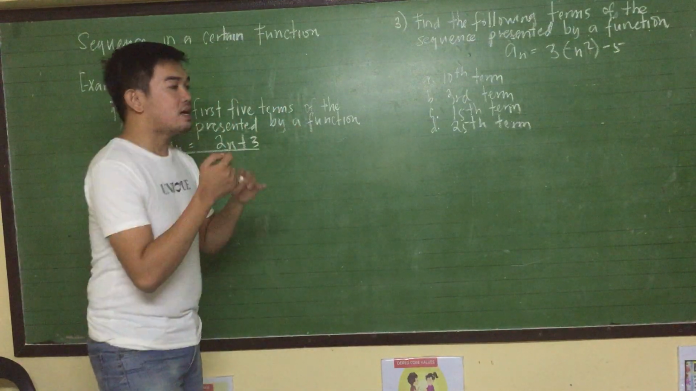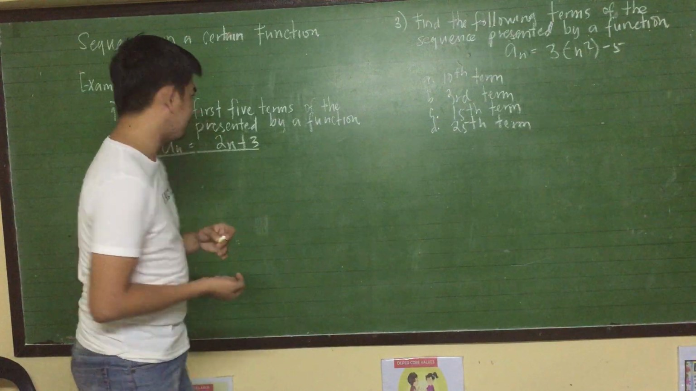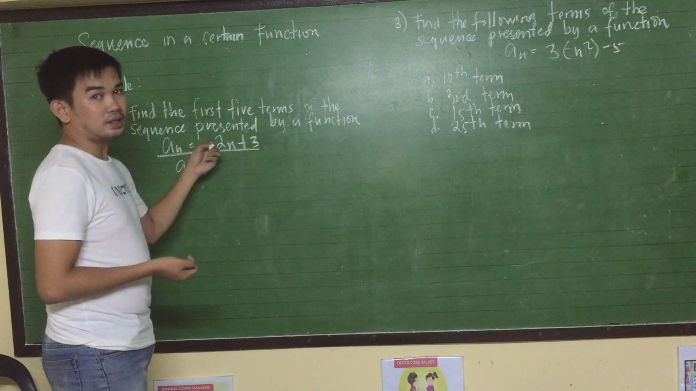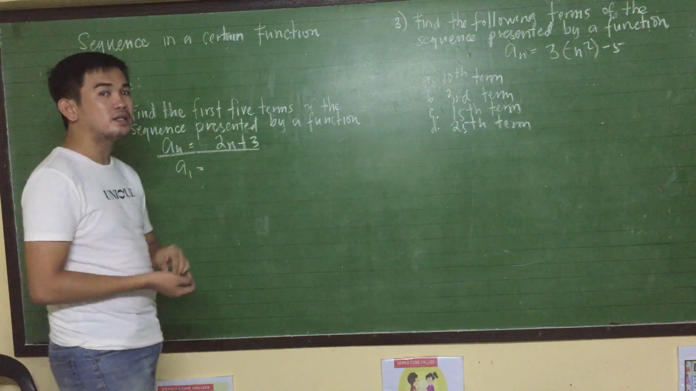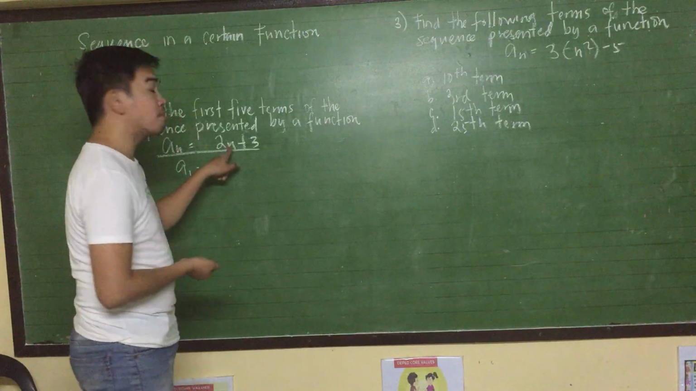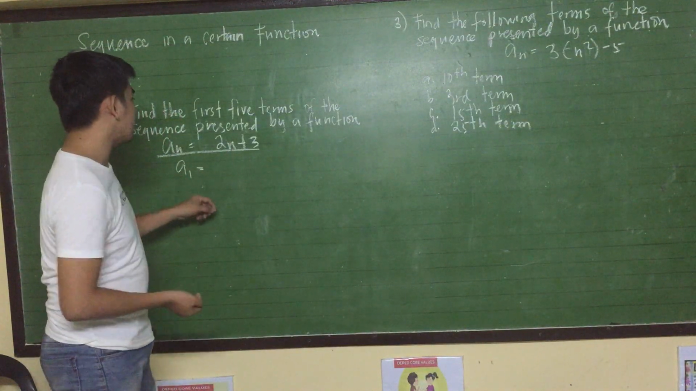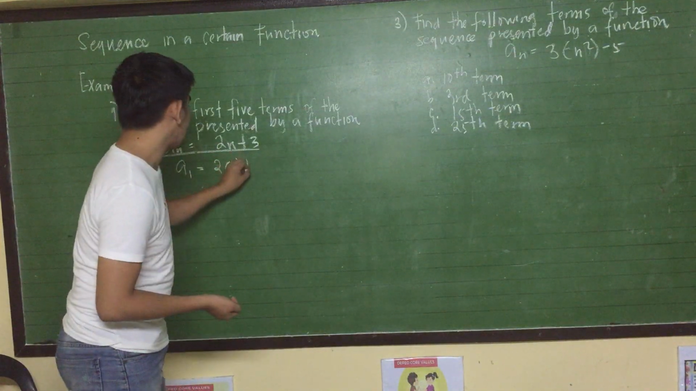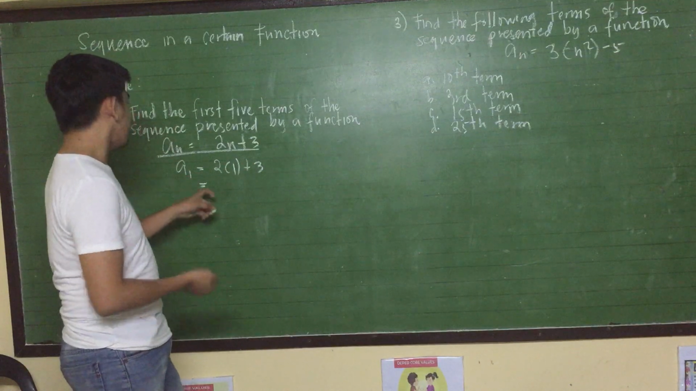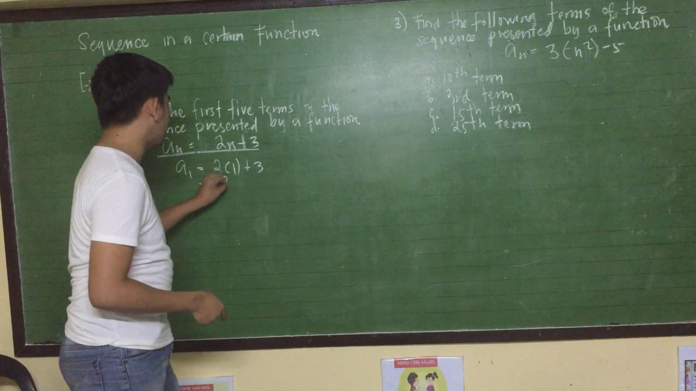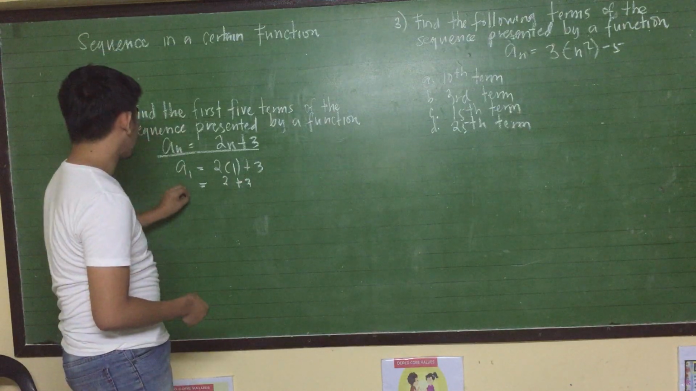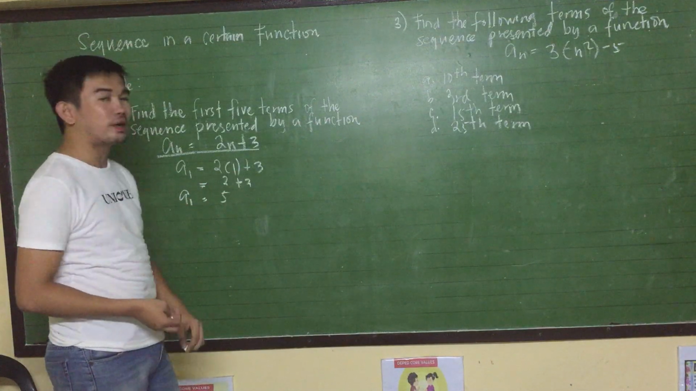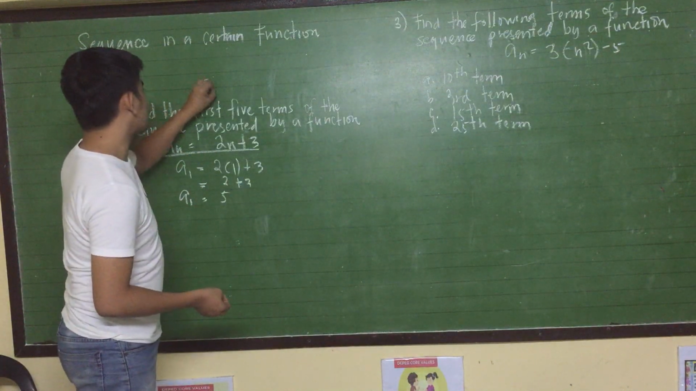So first, let us find the first term. Okay, so the first term will be a sub 1. Using the given function, we will just substitute 1 for n. Okay, so a sub 1 is equal to 2 times 1, because we're looking for the first term, plus 3. So therefore, 2 times 1, we have 2, plus 3, and therefore we have a sub 1 is equal to 5. So therefore, our first term is 5.